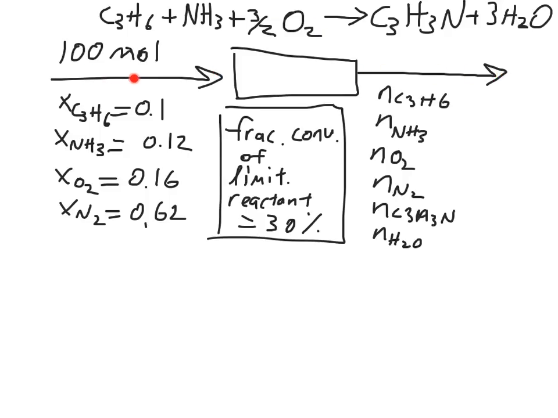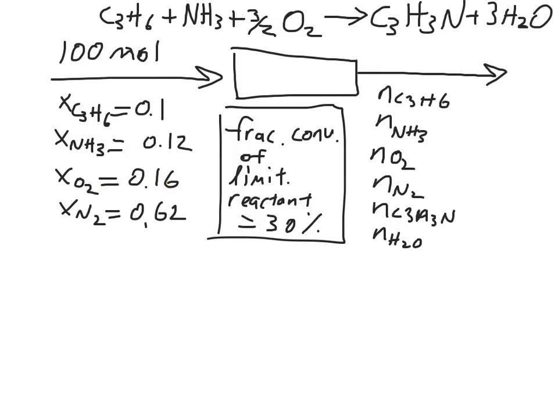The feed is 100 moles. I just wrote 100 moles, but this could be in terms of time, like moles per hour. We're just assuming we have a fixed amount of 100 moles and it reacts for some set amount of time. We have different mole fractions of the different species. In this case, we have 3 reactants, C3H6, NH3, and O2, with different mole fractions, and then we have some N2.